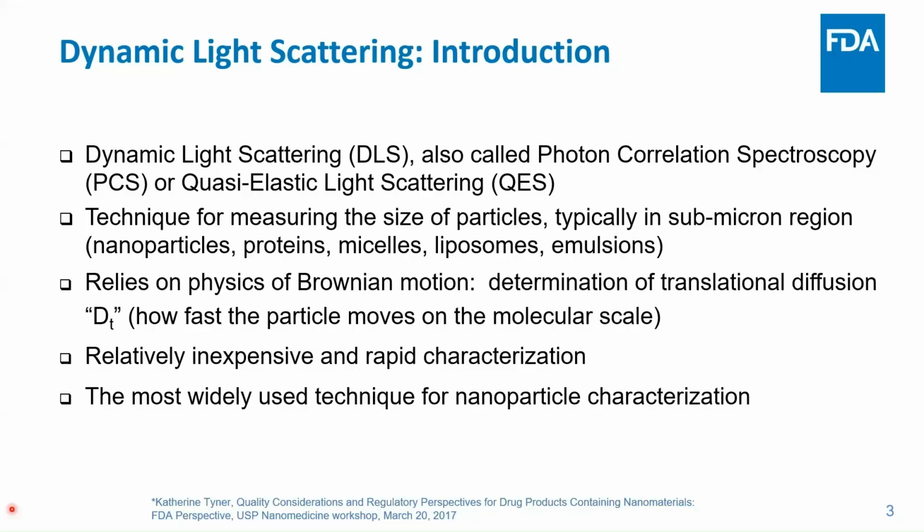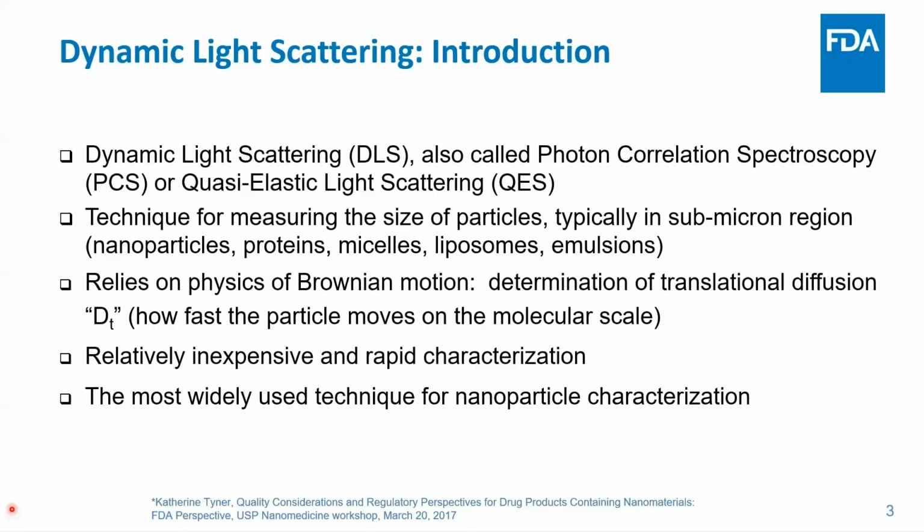But this really relies on Brownian motion as a way to first measure the translational diffusion coefficients of things in solution or in dispersion. And then what's happening is you're taking that translational diffusion coefficient and doing some kind of calculation, making a number of assumptions to get a size out of the system.